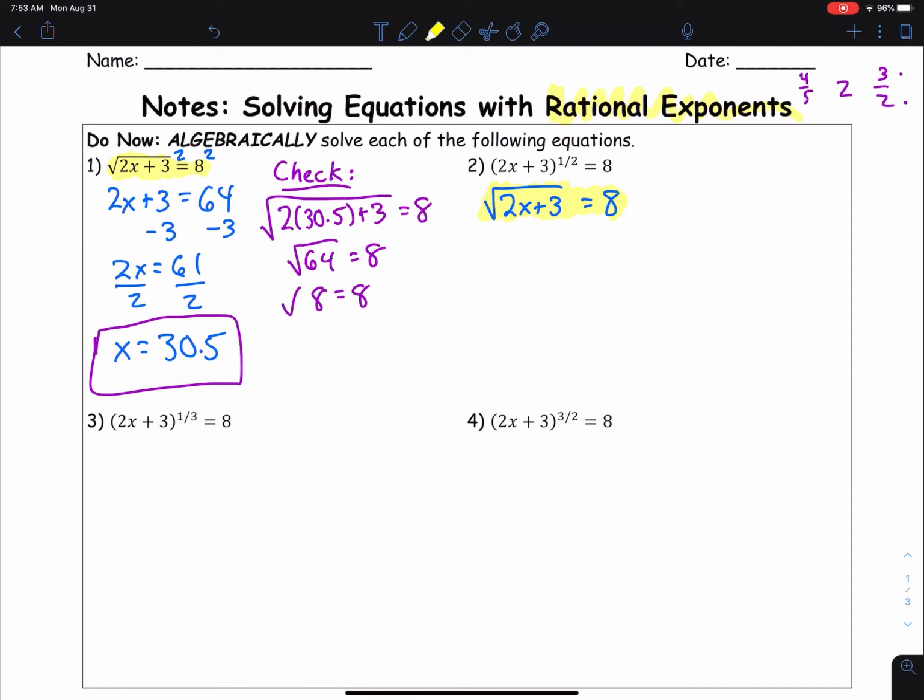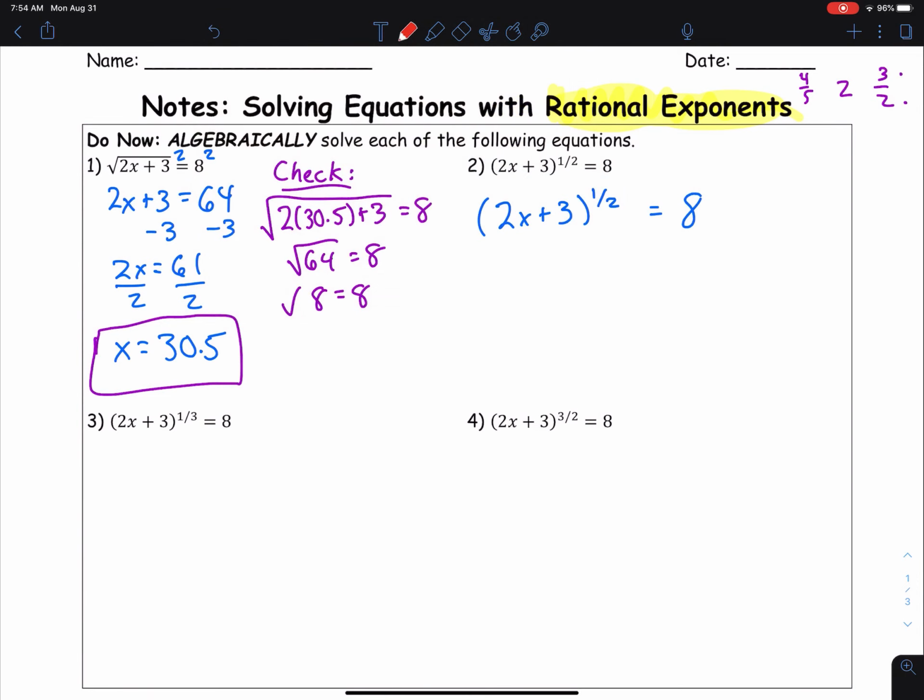But I want to show you guys a slightly different way of doing this problem. It's just a different way of thinking about it because it's going to help when we solve an equation with any rational exponent, not just 1 over 2. So instead of doing that first, I'm going to rewrite it so it's a little bit larger. So 2x plus 3 to the 1/2 is equal to 8.